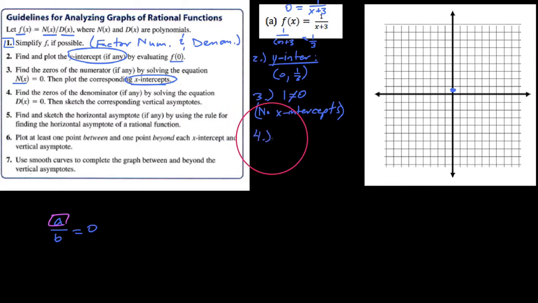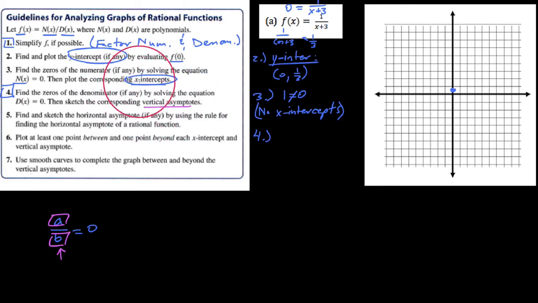Step 4. So what do I want to do next? I found the x-intercepts. I found the y-intercepts. 4 says, all right, let's find the zeros of the denominator. Okay, why would I want to find the zeros of the denominator? Why would I want to find what causes this to be undefined, basically, is what we're asking, because that's where our vertical asymptotes are going to be.